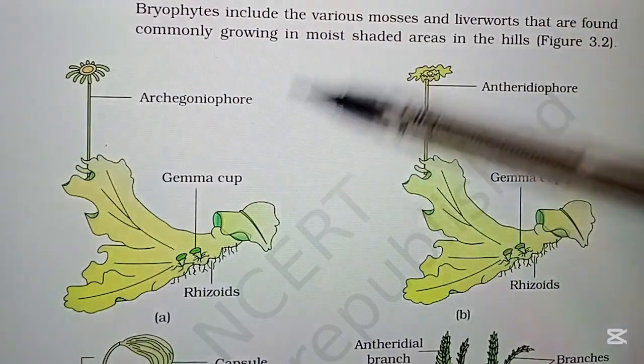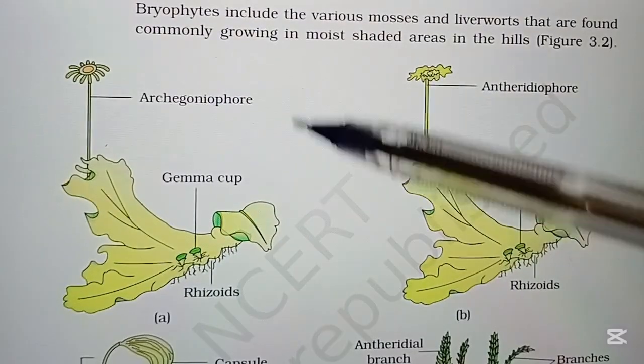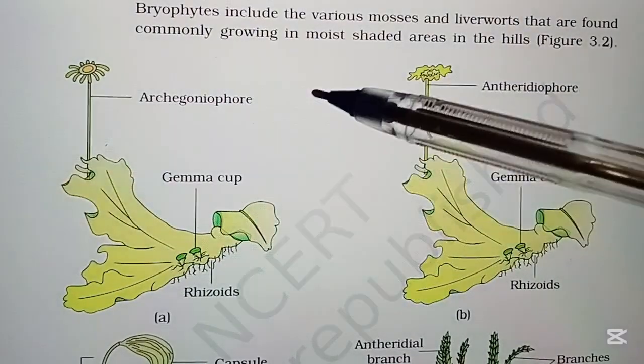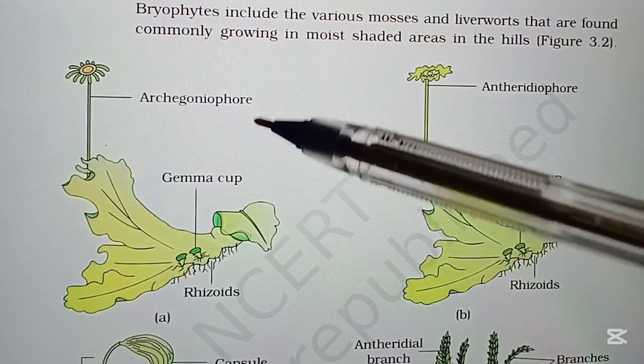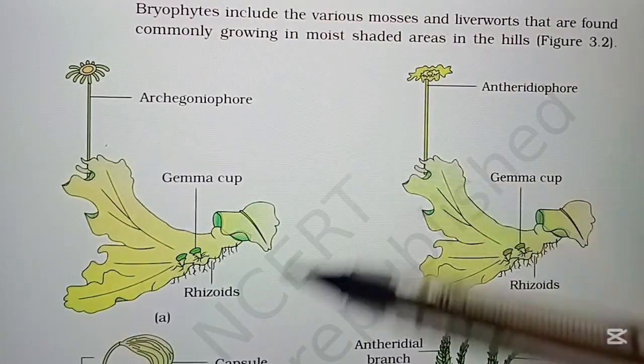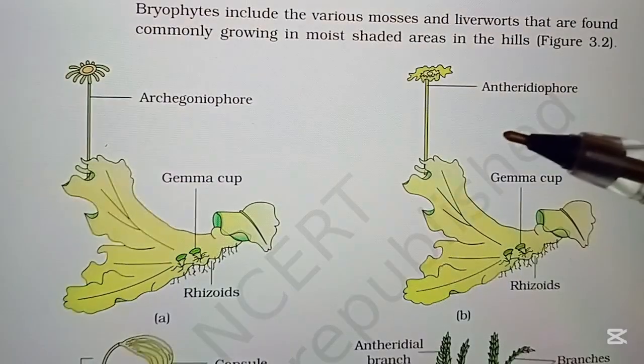So the archegoniophore produces the female sex organs, archegonia, and those sex organs give out the egg cells. That is, archegonia give the egg cells.